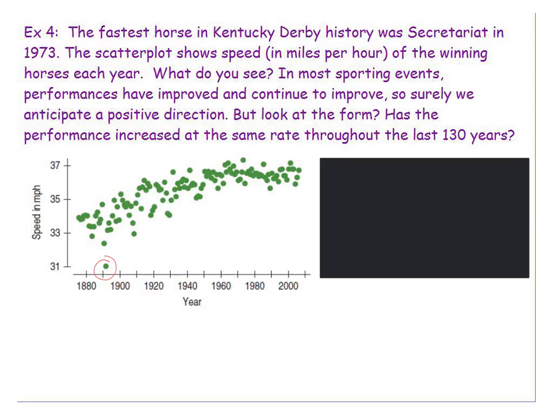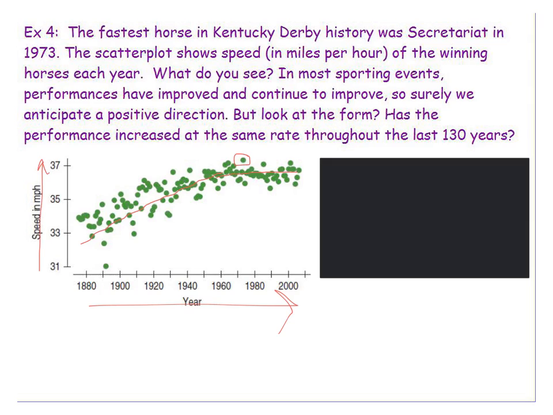So let's look at what we see going on here. As the years have gone up this way, look at the speeds. The speeds have actually increased as well. I'm sorry, that was not Secretariat. Secretariat was the fastest horse. The fastest horse is this guy up here, 1973. So as you can see, it went up. But does it look like it's following a straight line? Can I keep going straight? And the answer is no. I have to start curving.